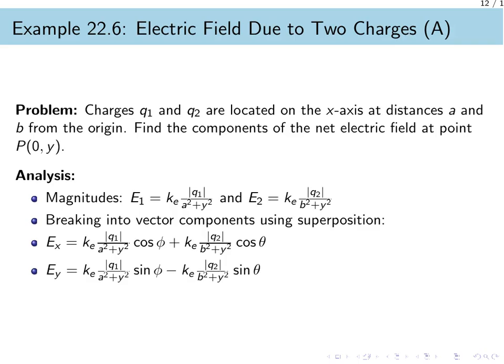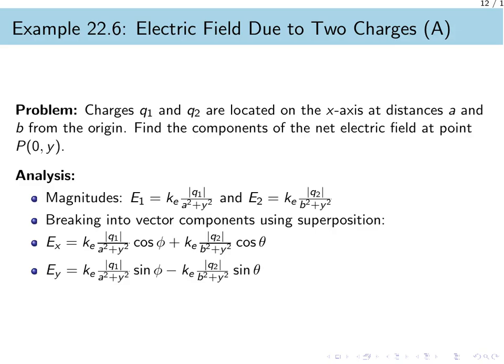Here, we calculate the electric field due to 2 point charges, Q1 and Q2, located on the x-axis at distances a and b from the origin. We need to determine the components of the net electric field at point P, located at coordinate 0, y. First, we calculate the magnitude of the individual fields E1 and E2 using Coulomb's law, where the distance squared is a squared plus y squared and b squared plus y squared, respectively.